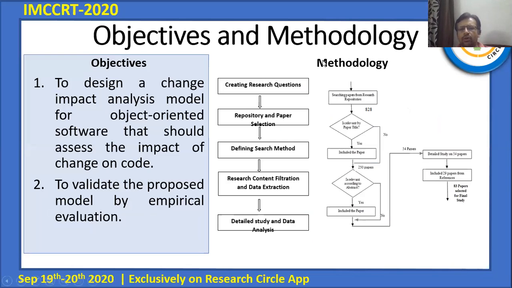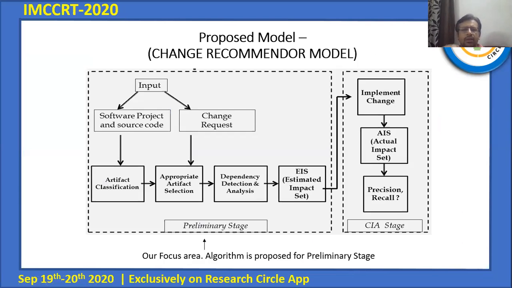This is the methodology that we have followed, the step-by-step process we have followed of selecting the papers for our research. This is the flowchart which is mentioned here, how we have selected and rejected the papers based on their contents. This is the proposed change recommender model, where we are taking two inputs, the actual software project and the change request from the client or the user.